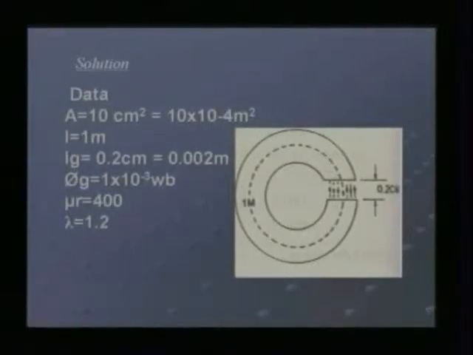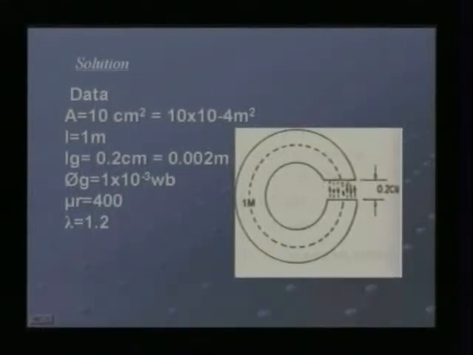Now, if the given problem is considered, it is in the form of a steel or iron ring in which we have a slot. The width of the slot is 0.2 centimeters. That means the length of the air gap is 0.2 centimeters, that is equal to 0.002 meters. The remaining part is the iron part and its total length is equal to 1 meter.